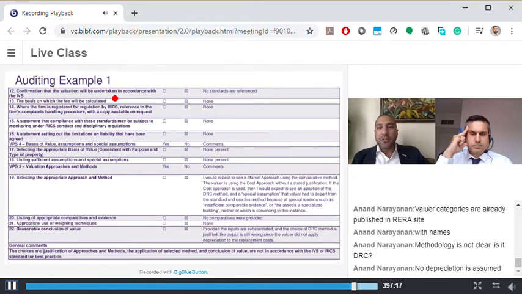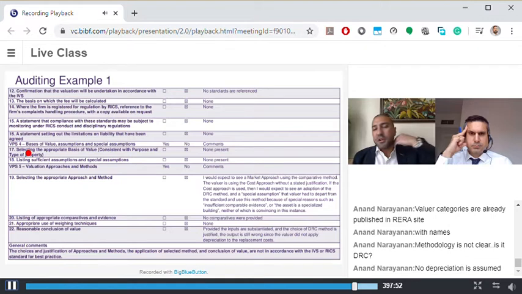Confirmation that the valuation will be undertaken in accordance with the IVS: there are absolutely no standards referenced, right? The basis of value obviously is all over the place. Sometimes it says book value, market value, cost, not clear. Is he registered? No, it doesn't say where he's registered or where he's coming from. For all we care, this guy could have come from any place. A statement of compliance with these standards: there's no statement of compliance. A statement setting out the limitations on liability: there's no statement of liability.